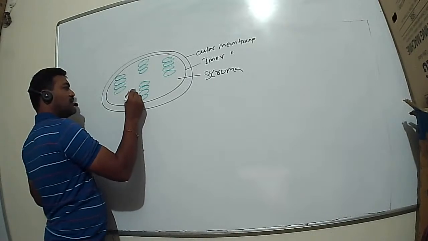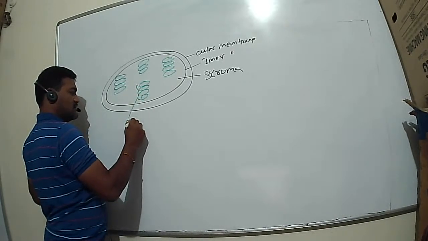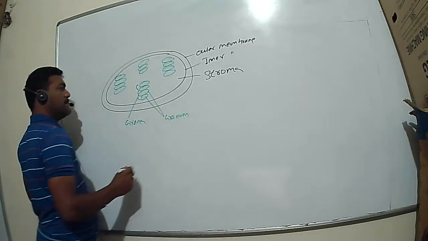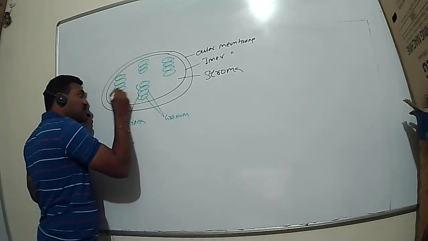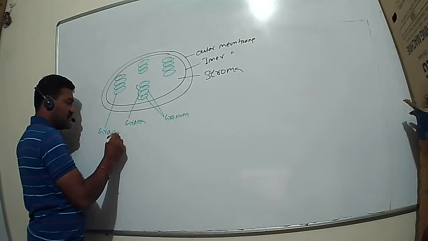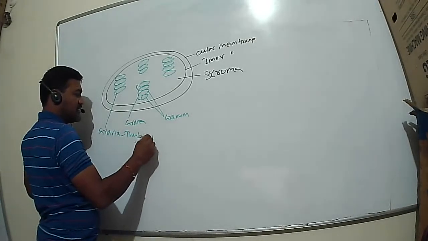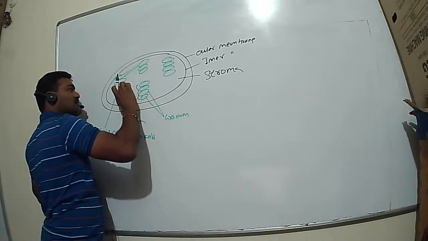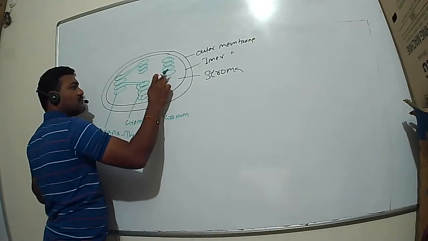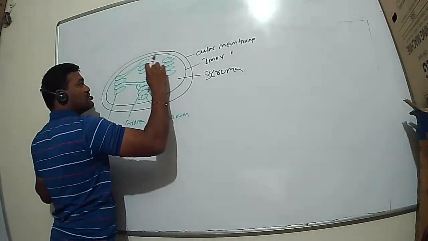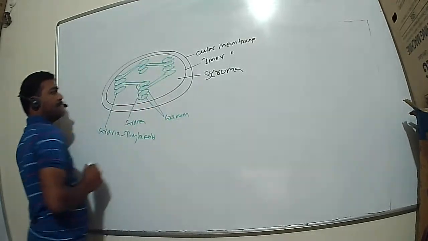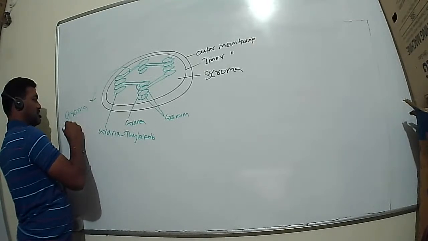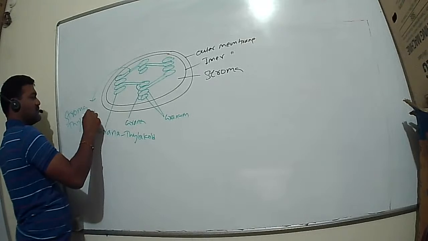So I call this grana and the individual ones granum, and the membrane of this grana is called grana thylakoid. And the membranes which connect one grana with another grana like this are called stroma thylakoids. That's it, a very simple structure of chloroplast.